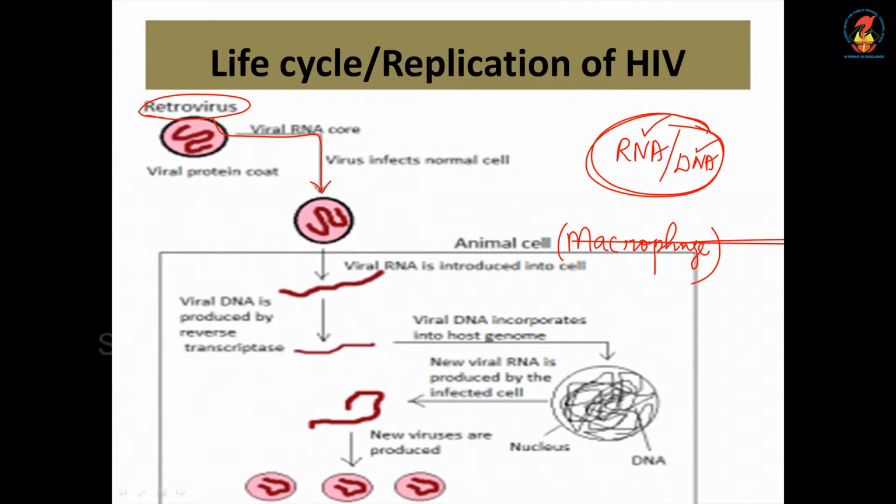It invades the macrophage. Once it invades the macrophage, see it's entering. What enters is the RNA, viral RNA enters, leaving behind the protein coat. So what enters the macrophage is the viral RNA. The protein coat is left behind. Now this viral RNA is inside the macrophage.